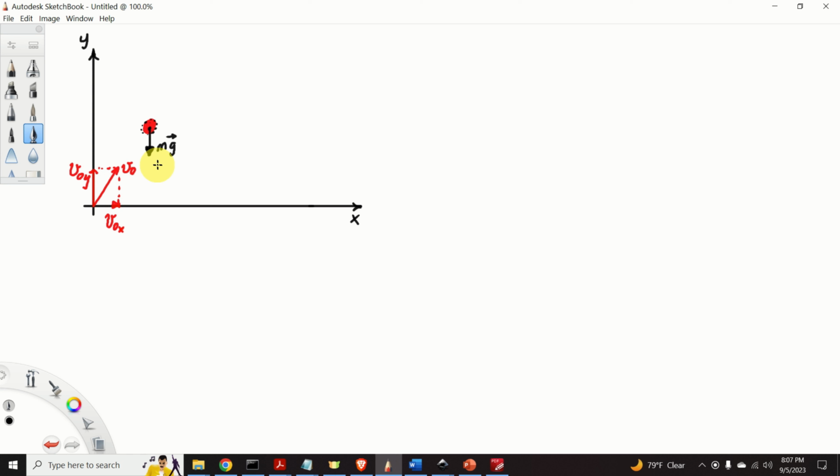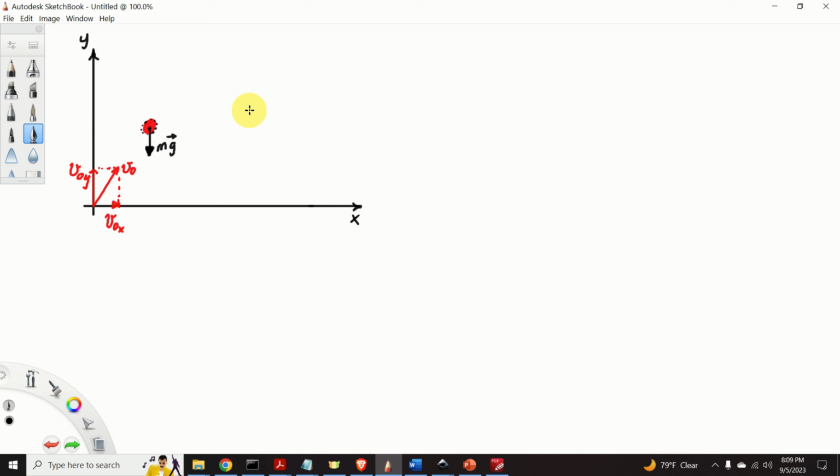To solve this problem, we need to start from Newton's second law. First, we need to determine the forces acting on this particle. That is, the forces acting on our projectile. Obviously, we only have a single force. We have the gravity force, and this force is equal to m times g. That is, the mass of the projectile times the g acceleration.